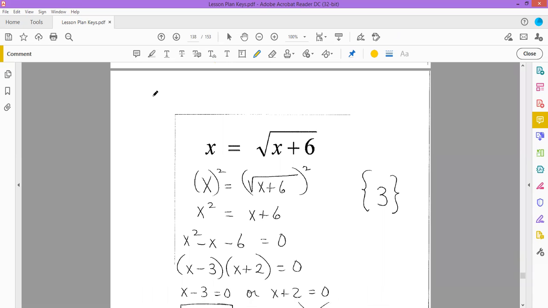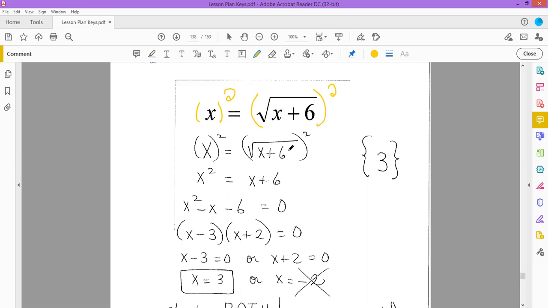Now for the next example, we see x equals the square root of x plus 6. So we've got to get rid of this square root. The opposite of square root, we're going to square both sides of this equation, raise them to the second power. And when we do that, on the left side, x to the second power gives us x squared. And on the right side, we just remove that square root symbol. We get x plus 6.